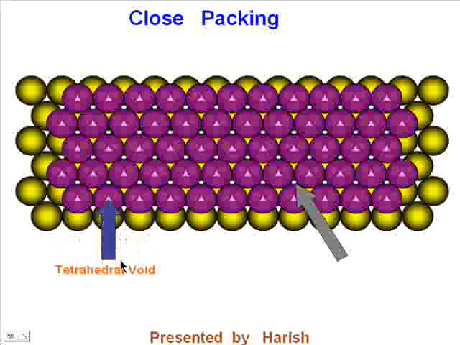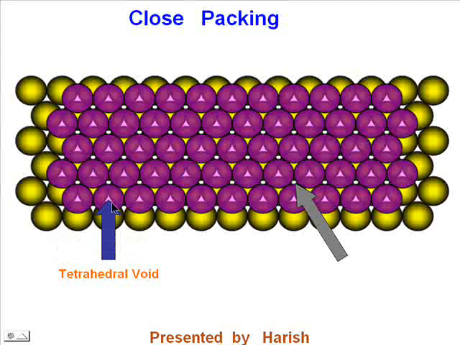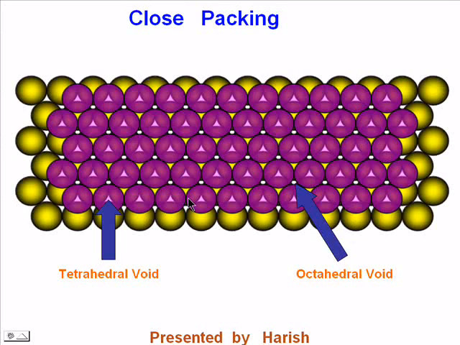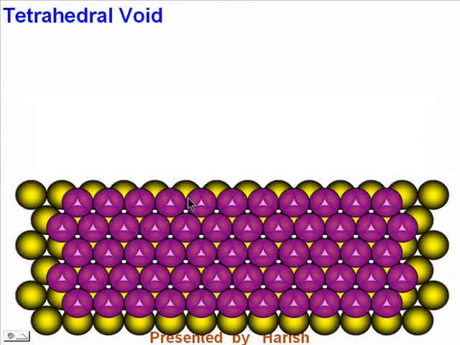What is a void? A void is an empty space. This is a tetrahedral void. This is called a tetrahedral void. This is because of four atoms here. Okay. And this is called an octahedral void. I'll discuss more about this in the next slide.